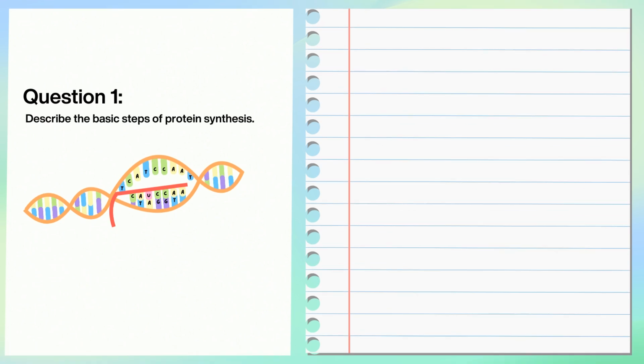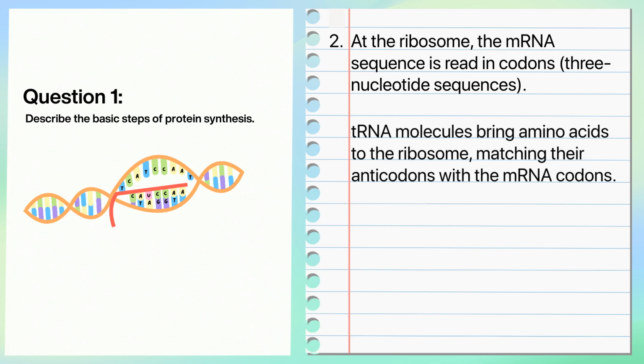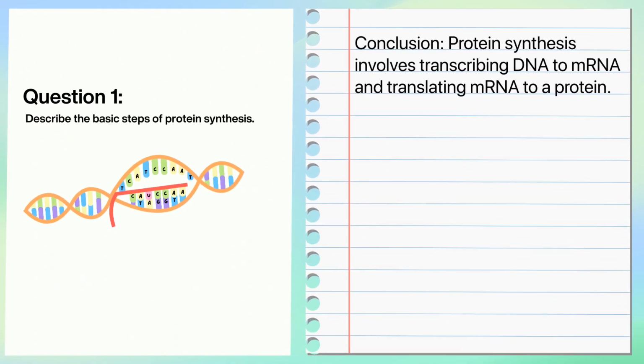Next, focus on translation. At the ribosome, the mRNA sequence is read in codons, 3 nucleotide sequences. tRNA molecules bring amino acids to the ribosome, matching their anticodons with the mRNA codons. Amino acids are linked together to form a polypeptide chain, which folds into a functional protein. Therefore, protein synthesis involves transcribing DNA to mRNA and translating mRNA to a protein.